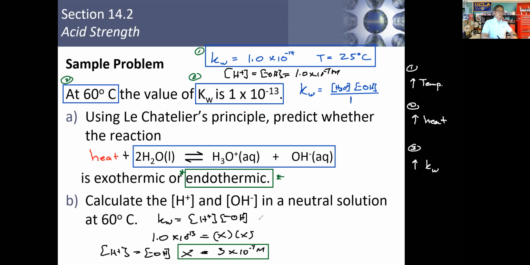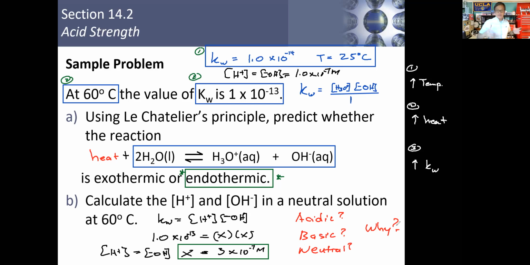And so the question here then is, is this solution acidic, basic, or neutral? Okay, so is this solution acidic, basic, or neutral? And then tell me why. Go ahead, take about 30 seconds to answer that question about this new solution here, this new solution at 60 degrees. So 30 seconds. Let's go ahead and see what you come up with.